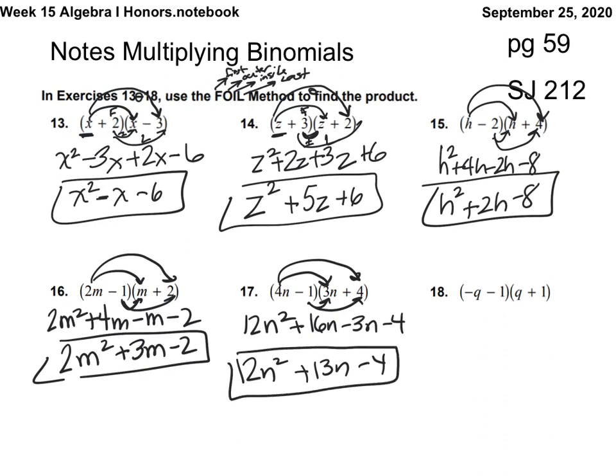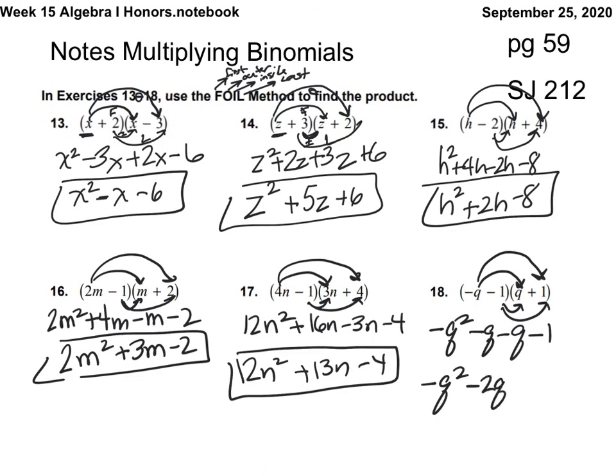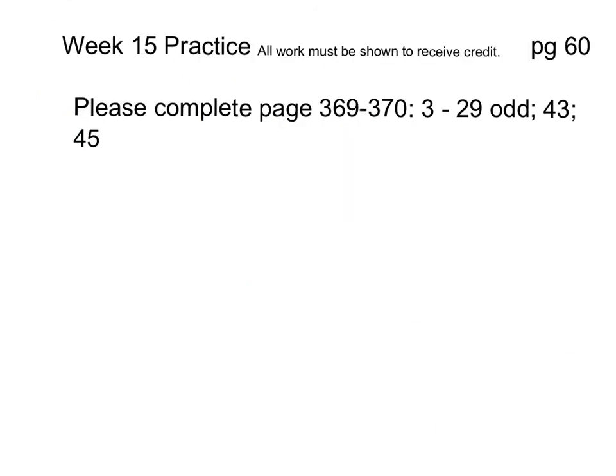Number 18, first terms, negative q times q is negative q squared. Outside terms, negative q times 1 is negative q. Inside terms, negative 1 times q is negative q. Negative 1 times positive 1 is negative 1. Combine like terms, negative q squared, negative 1q plus negative 1q is negative 2q minus 1. That's the answer to number 18. I believe that's all. Yes.